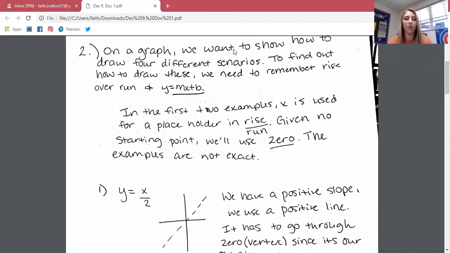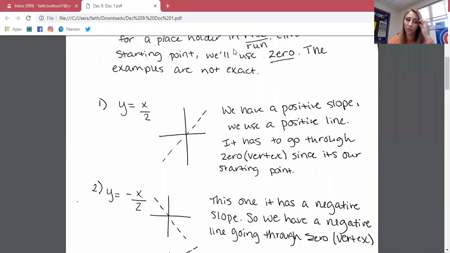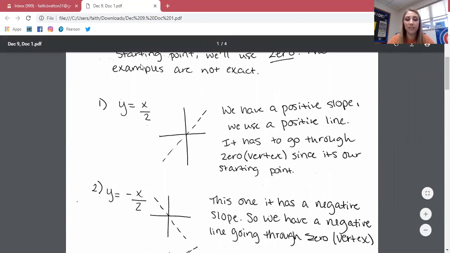Okay, so we'll start with number 1. It says y equals x over 2. We know that we have a positive slope because there's no negatives, and we have a positive line. So we'll use a positive line. It has to go through 0, which is the vertex, since it's our starting point. So that is the example of what it would be for the equation y equals x over 2.